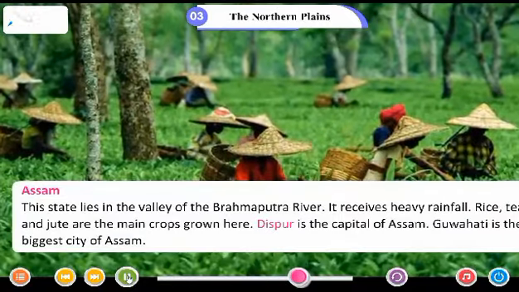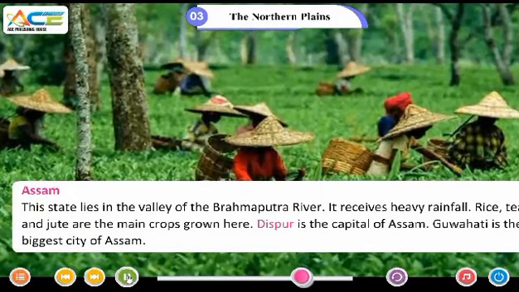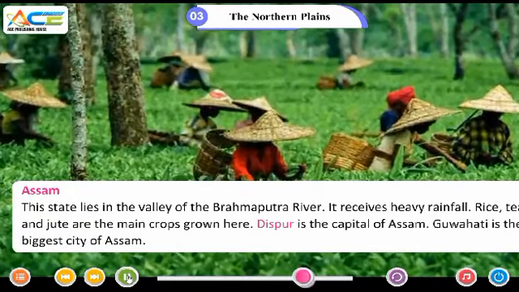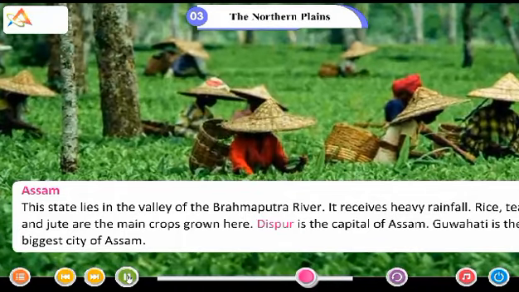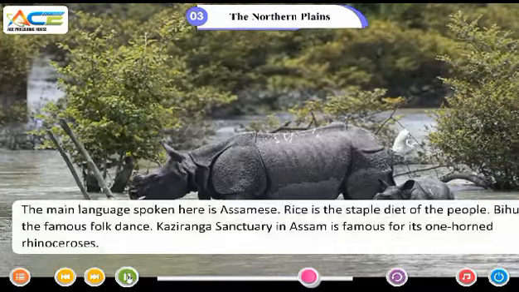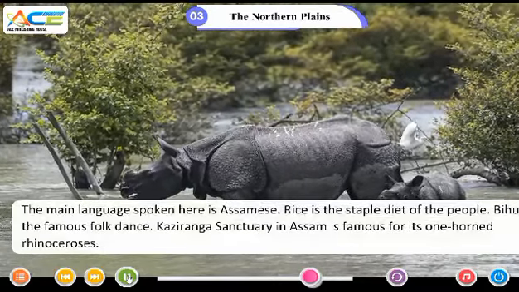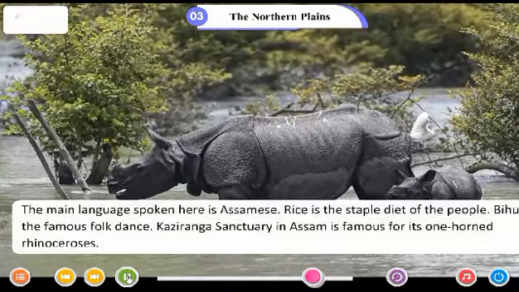Assam. This state lies in the valley of the Brahmaputra river. It receives heavy rainfall. Rice, tea and jute are the main crops grown here. Dispur is the capital of Assam. Guwahati is the biggest city of Assam. The main language spoken here is Assamese. Rice is the staple diet of the people. Bihu is the famous folk dance. Kaziranga Sanctuary in Assam is famous for its one-horned rhinoceroses.